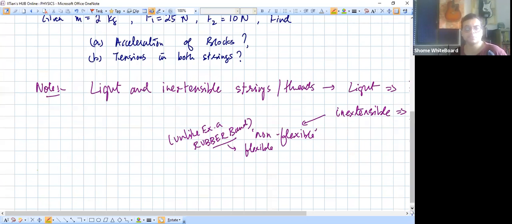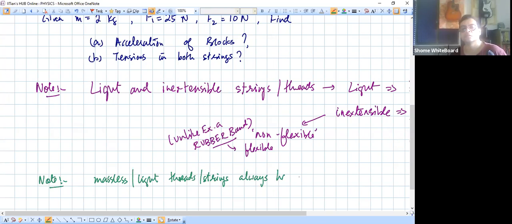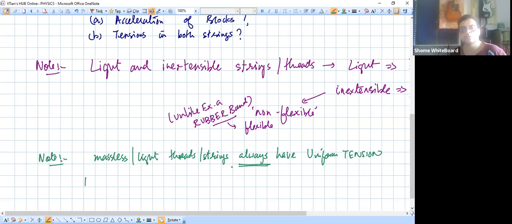Okay. So within this point, you can keep in mind this thing also, that massless or light threads or strings always have uniform tension throughout their length. So that's one important thing. And secondly, because the threads are inextensible, that is why there is no relative motion between the blocks.